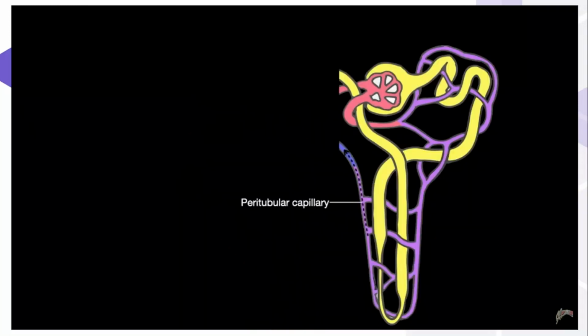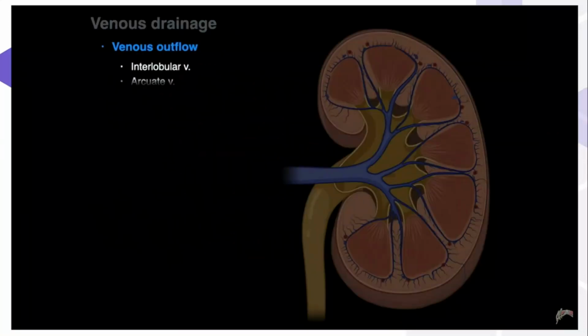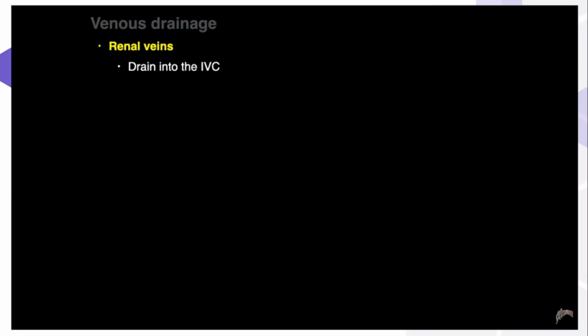This is the structure of the nephron. Peritubular capillaries you can see easily in purple color, and then they are converted into venules. Then we are coming to venous drainage: interlobular vein, arcuate vein, interlobar vein, and then renal vein. The blue structure is called the venous drainage.